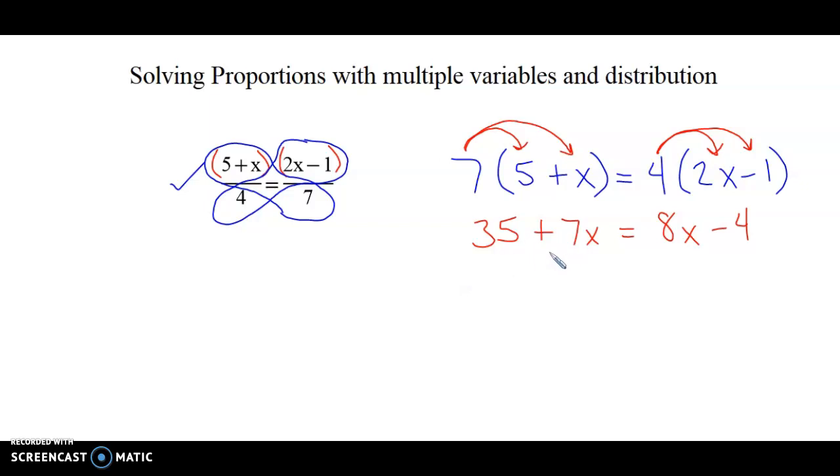Do we have any x's on this side? Well, we have one set of x's, but we don't have any other x's to combine it with on the same side. And we look on the other side of the equal sign. Same thing here. We don't have any other x's we can combine with 8x, and we don't have any constants to combine with this minus 4, and on the other side with the 35.